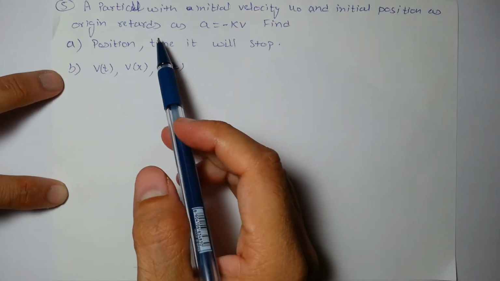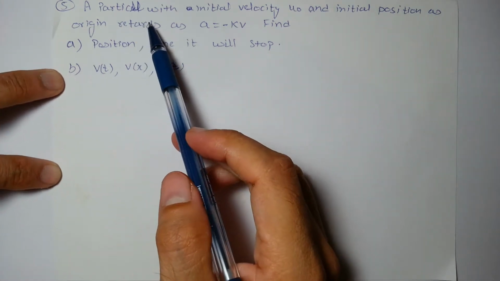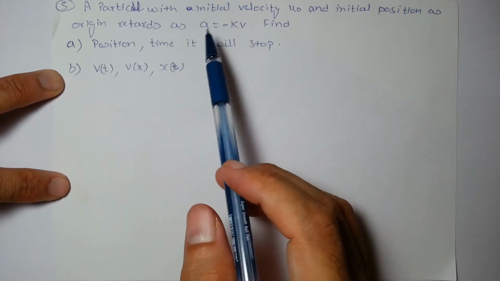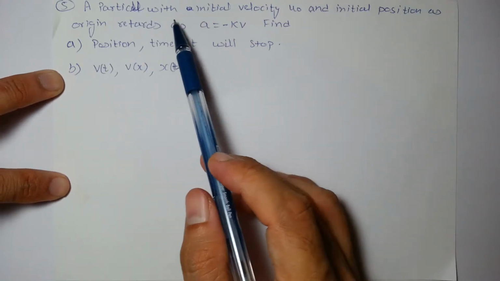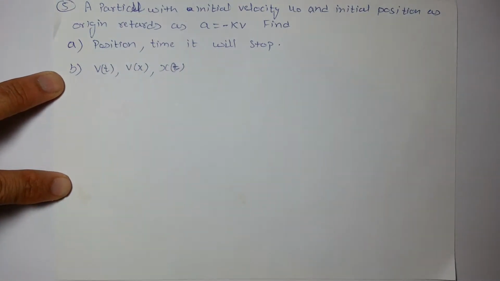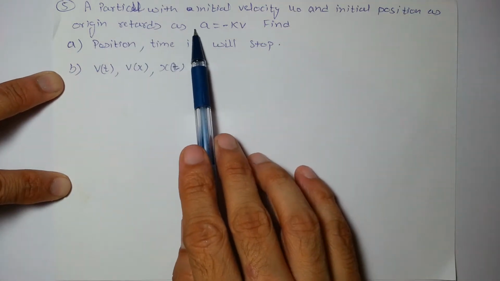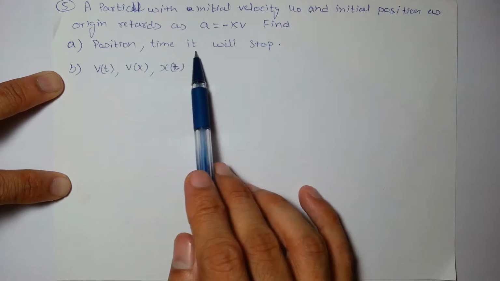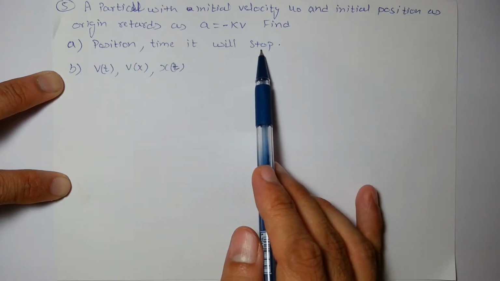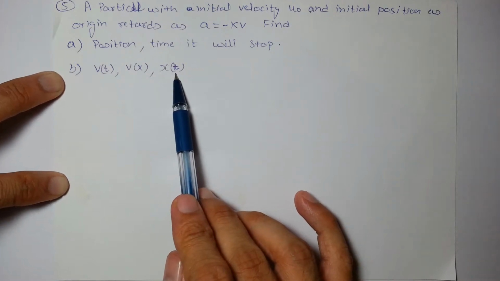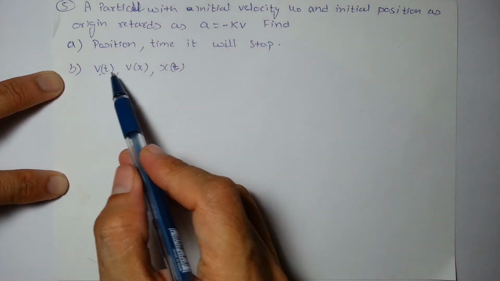In the next question, this is one of a very famous question, a legendary type of question. You must remember this and solve it at least twice. A particle with initial velocity u0 and with initial position as origin retards with the retardation given as kv. Find the position and time when it will stop, v as a function of t, v as a function of x, and x as a function of t. Okay, so let's start with these.